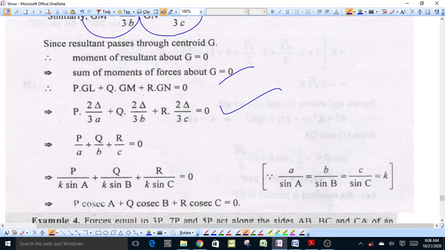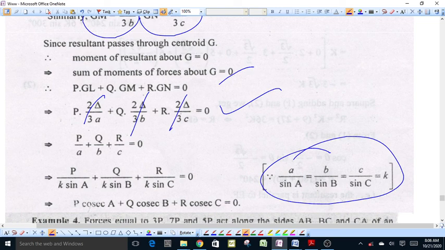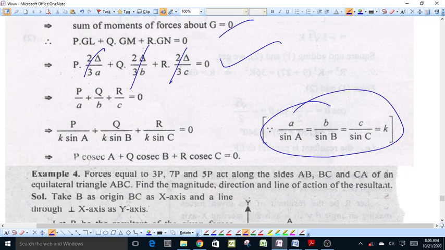From this equation, all these common factors cancel out, and taking common, P upon a plus Q upon b plus R upon c comes out to be 0. But from the sine formula, a upon sin A plus b upon sin B plus c upon sin C is equal to K. By putting the values of a, b and c, we get P upon K sin A plus Q upon K sin B plus R upon K sin C is equal to 0. From this, K cancels out. P cosecant A plus Q cosecant B plus R cosecant C is equal to 0.